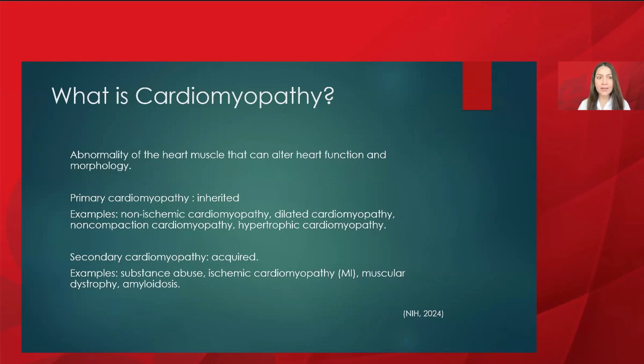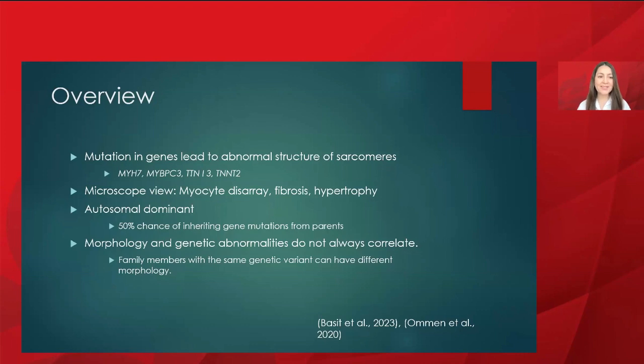Cardiomyopathy refers to an abnormality of the heart muscle that can alter function and morphology. A primary cardiomyopathy is an inherited cardiomyopathy. Some examples of that, often when we don't know which inherited cardiomyopathy, we call it non-ischemic cardiomyopathy. And then we have dilated cardiomyopathy, non-compaction cardiomyopathy, and what we're talking about today, hypertrophic cardiomyopathy. A secondary cardiomyopathy is a cardiomyopathy that you acquire secondary to another disease. Some examples are going to be substance abuse, ischemic cardiomyopathy, which is after a heart attack damage, muscular dystrophy because it affects the muscles and your heart is a muscle, and amyloidosis, which most people don't know about, but here at Stanford we do because we specialize in it.